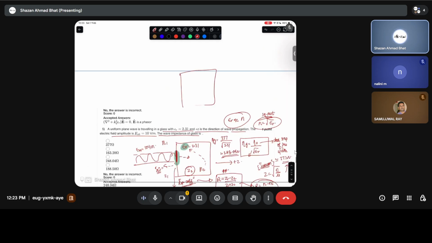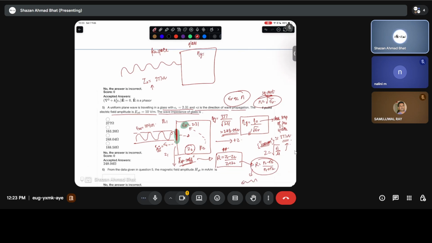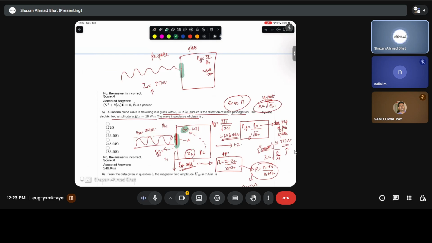So if this is glass and this is free space, with the electromagnetic wave flowing, the free space has an impedance of 377 ohms, which is called the intrinsic characteristic impedance. And the impedance of glass is what we have computed: 377 divided by the square root of epsilon r, which is around 248.04 ohms.